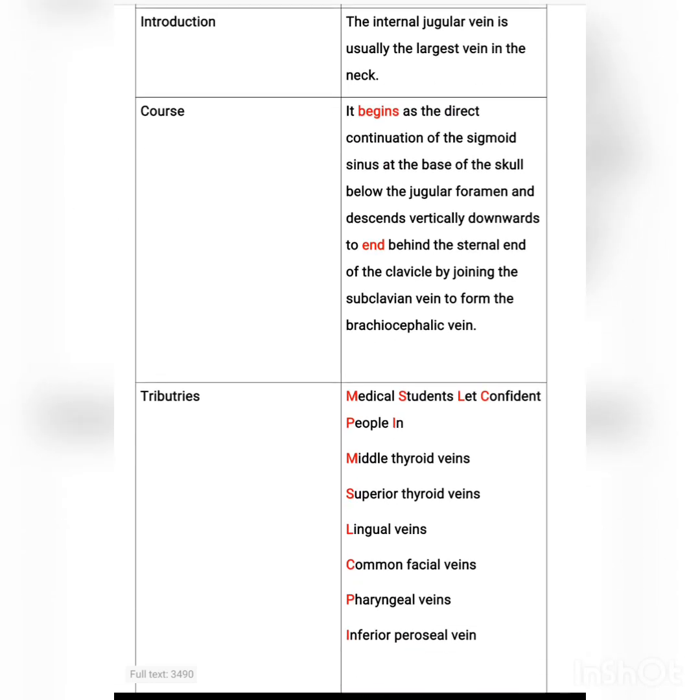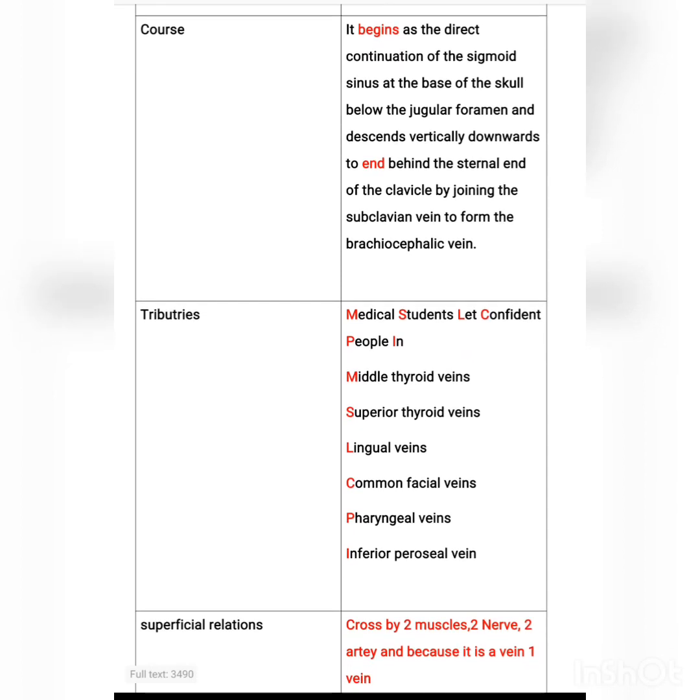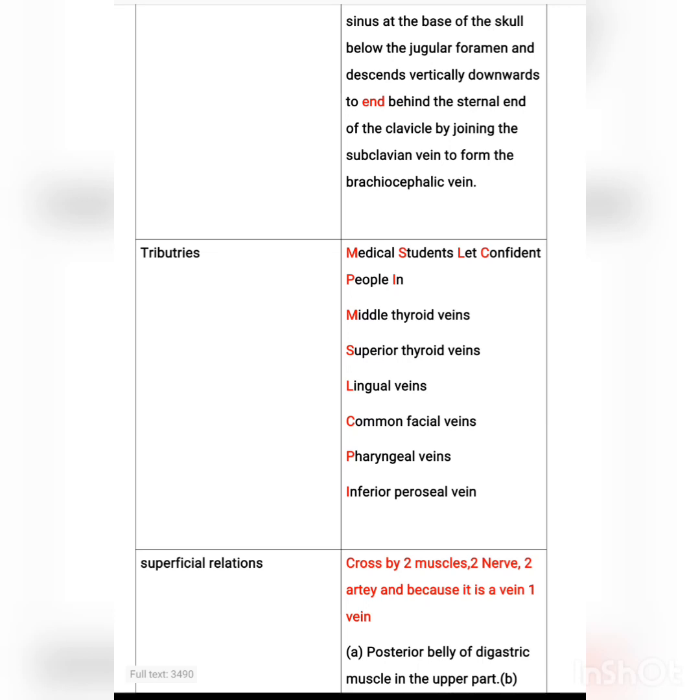So we can remember the mnemonic for the tributaries of the internal jugular vein, that is, the branches it has and what they drain. Medical students let confident people in. So medical means middle thyroid vein, superior thyroid vein, lingual vein, common facial vein, pharyngeal vein, inferior petrosal vein.